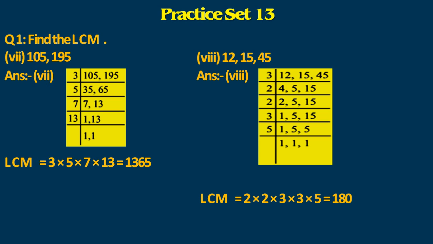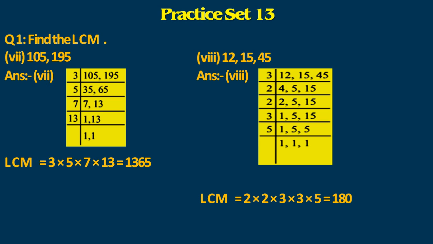The next sum: 12, 15, 45. Now 3 4s are 12. 3 5s are 15. 3 15s are 45. Again we'll take 2 here. 2 2s are 4. 5 will be written as it is. 15 will be taken down.